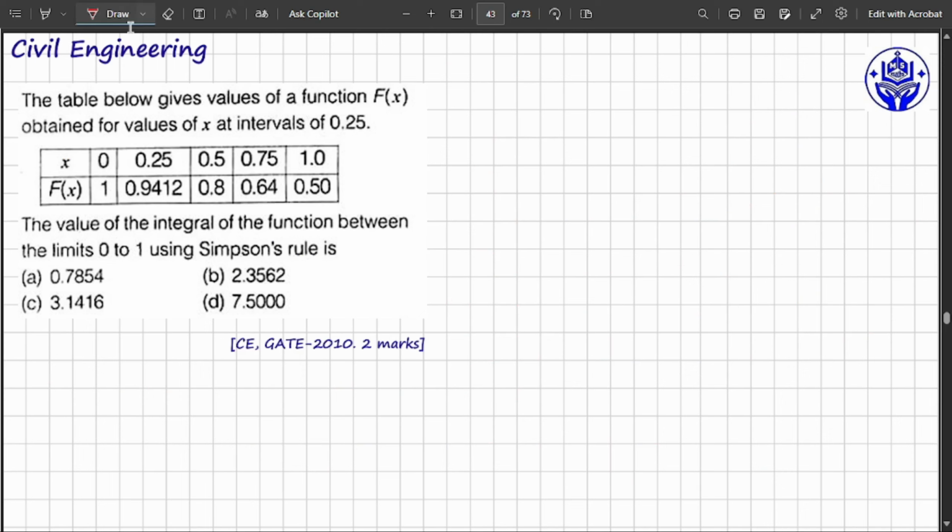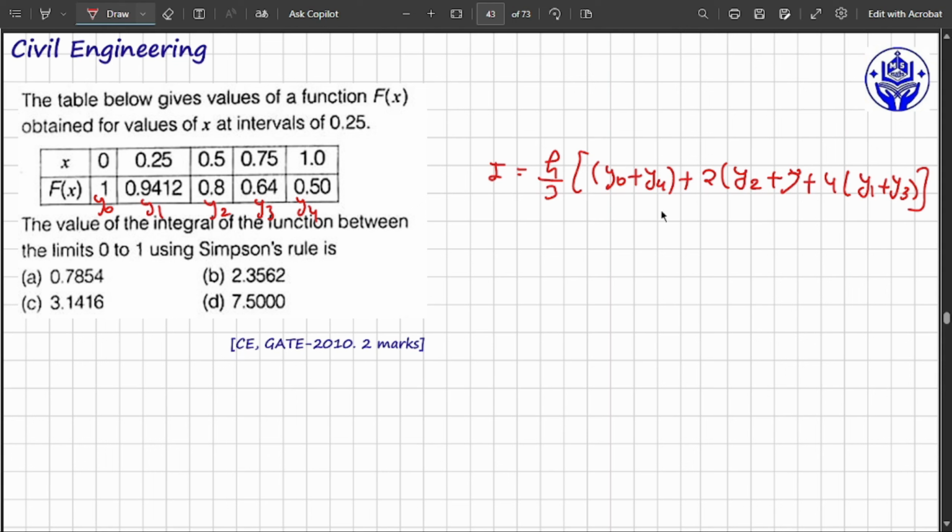Next question is related to Simpson integration. You have data y0, y1, y2, y3, y4. What is the formula in this case? So I is equal to h by 3, y0 plus y4 plus twice of all even number y, only y2 will be there, plus 4 into y1 plus y3, the odd numbers. On putting the values, the answer will be 0.7854. A is the correct answer.